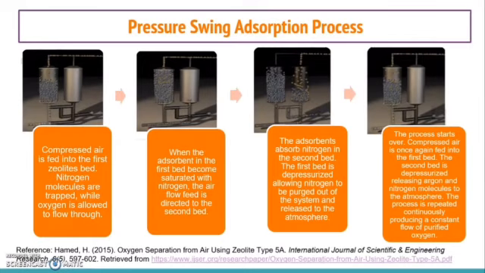Next, the process starts over. Compressed air is once again fed into the first bed. The second bed is depressurized, releasing argon and nitrogen molecules to the atmosphere. The process is repeated continuously, producing a constant flow of purified oxygen.